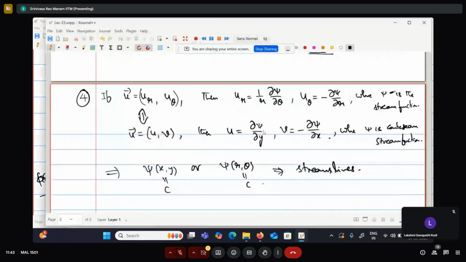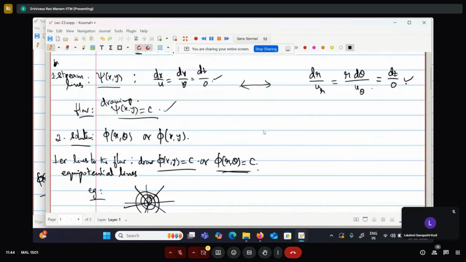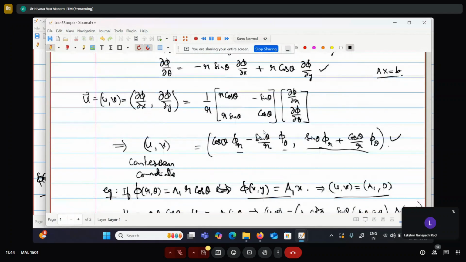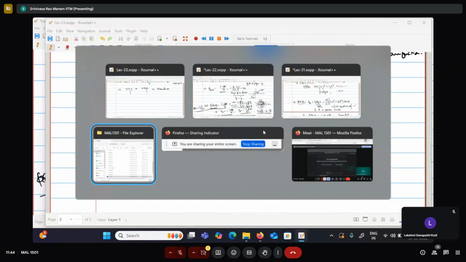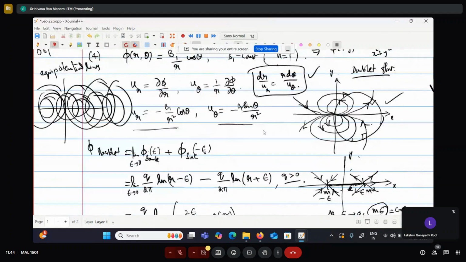Where did I do this doublet thing? Take two sum, right? No, this is today's thing I've done. Where is that? This is 21, 22, I think. Yeah, so where is the doublet thing you have seen? Yeah, here. We put source and sink, put them together.